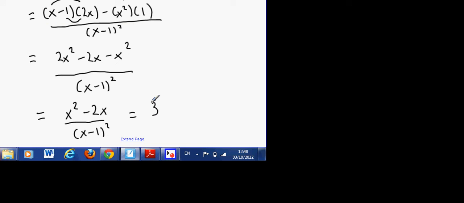Okay, anybody with a calculator handy would be really helpful if you could put that into your calculator and tell me what you get. 9 minus 6 is 3 over 4. Well done.